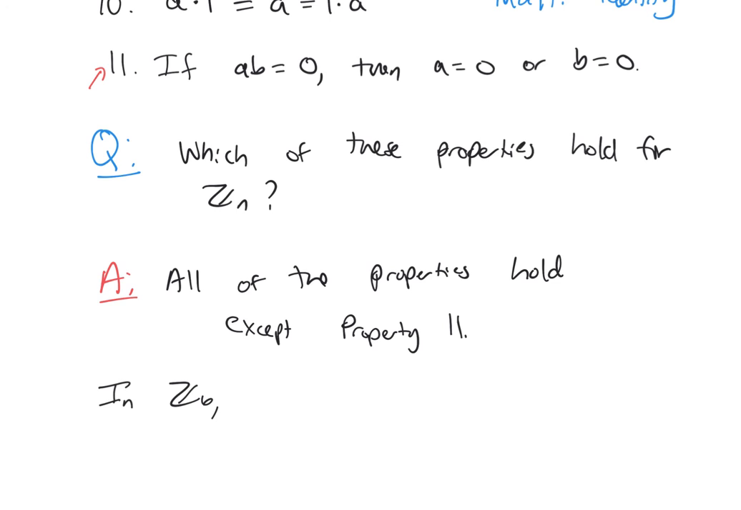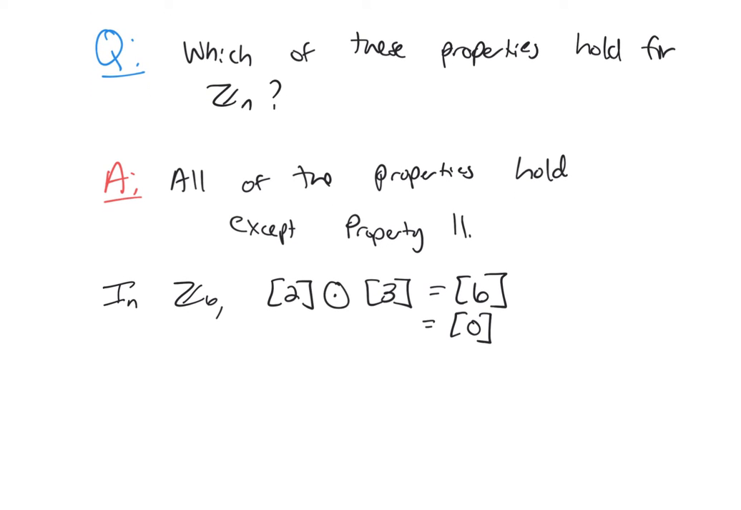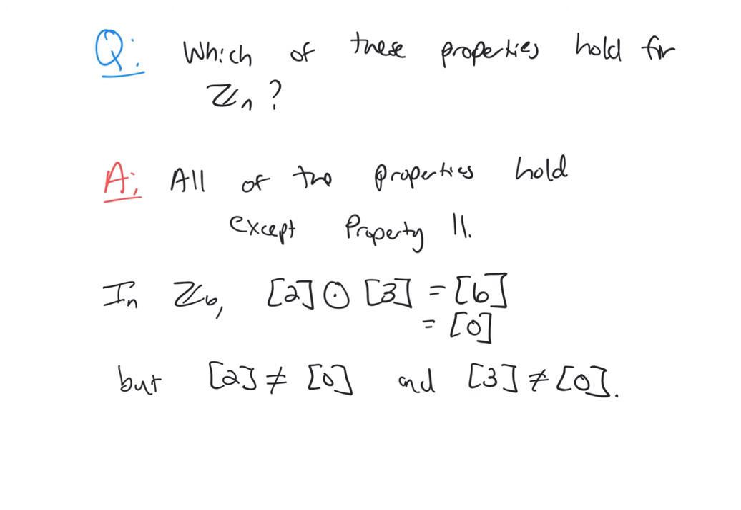If you look back at that, you'll see that if I take the equivalence class of 2 and multiply by the equivalence class of 3, you get the equivalence class of 6. The remainder when I divide 6 by 6 is 0. So you are getting 0 here for the product, but the equivalence class of 2 is not equal to 0, and similarly, the equivalence class of 3 is not 0. So just because the product is 0 doesn't mean that one of your two numbers that you multiply has to be 0.